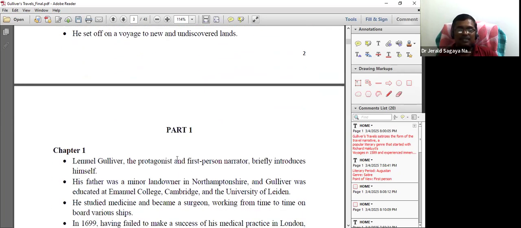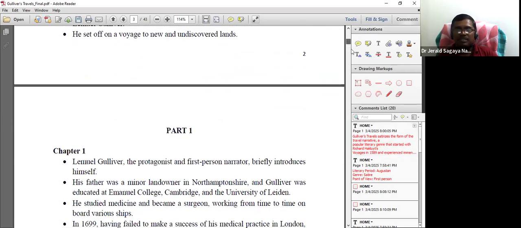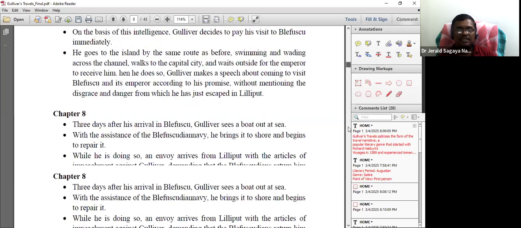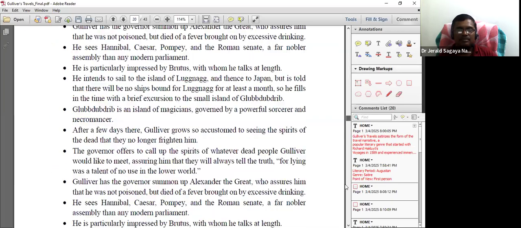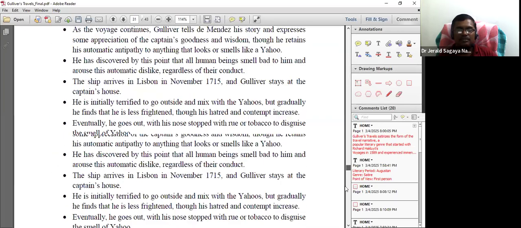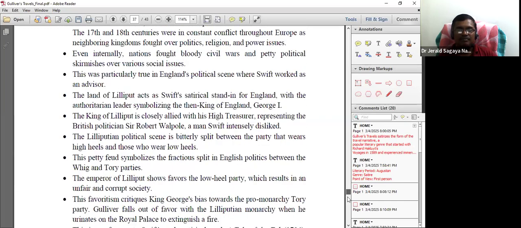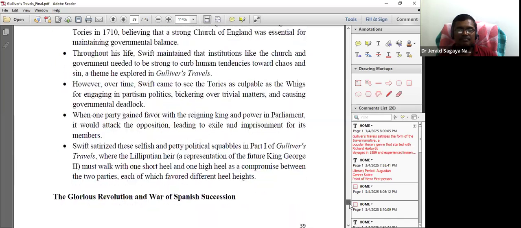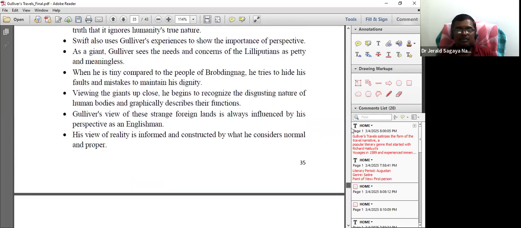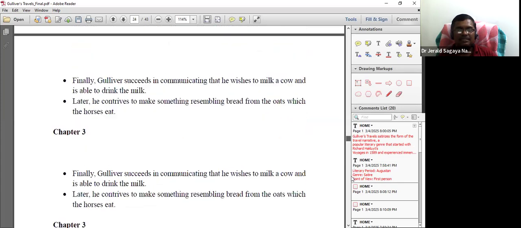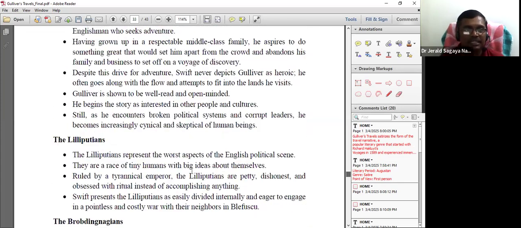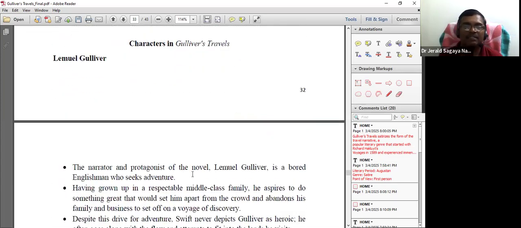Okay, very good. Now, did I mention the characters somewhere? I must check. Okay, sometimes I do it, sometimes I don't. Okay, I think I have not put the characters here. Yeah, it's here. Let's get into the characters in Gulliver's Travels.